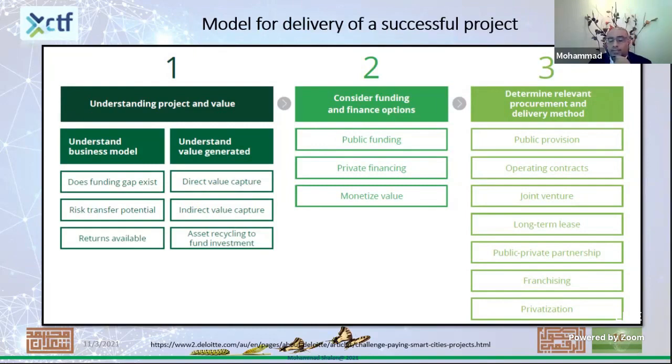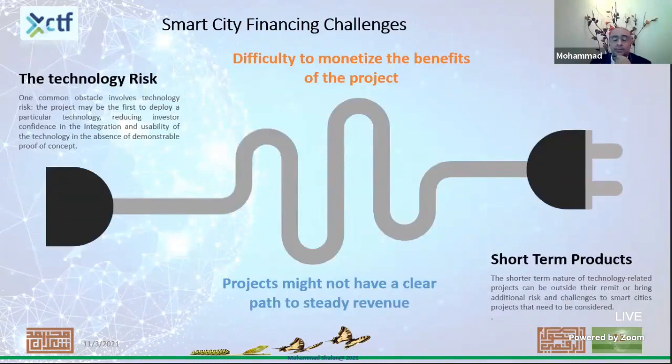Also, we need to manage the partnership relations between our vendors and our suppliers and all this stuff. I'll go into details, one by one, on these elements to a certain extent. So first of all, let's talk about the technology risk.